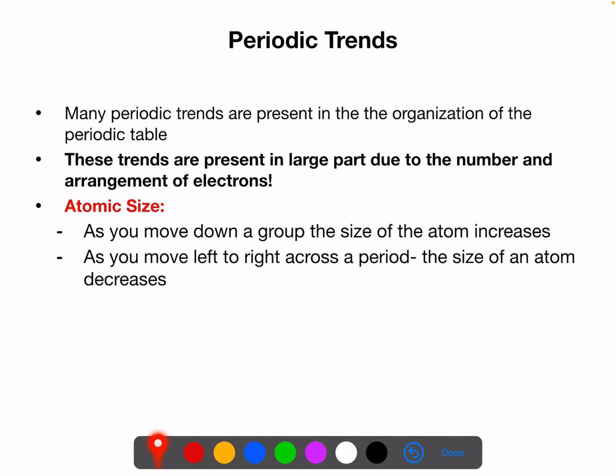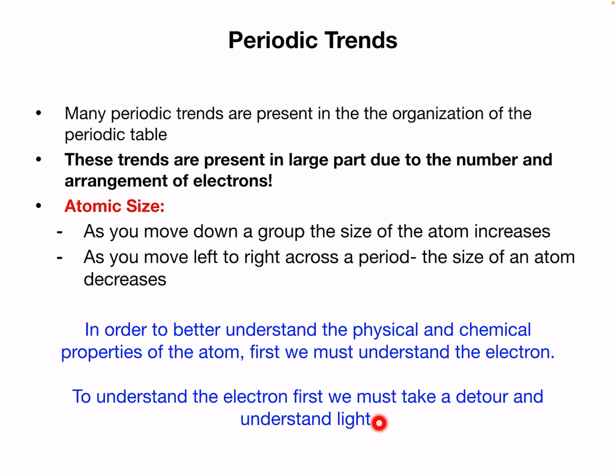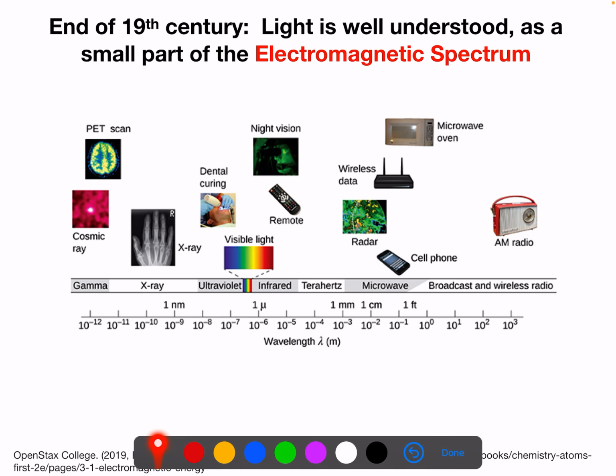So in large part, these trends are due to the arrangement of electrons. And we'll understand why. But first, before we do that, we really have to understand a little bit more about the nature of electrons. And before we can understand the electron, we have to take a little detour and understand some physics, and first understand a little bit more about the nature of light.